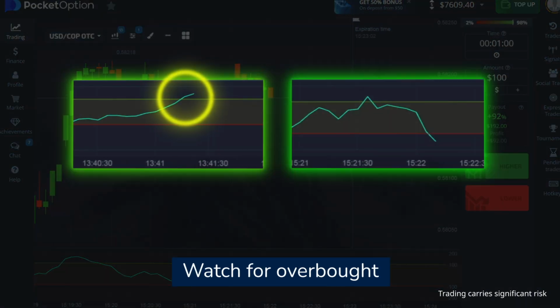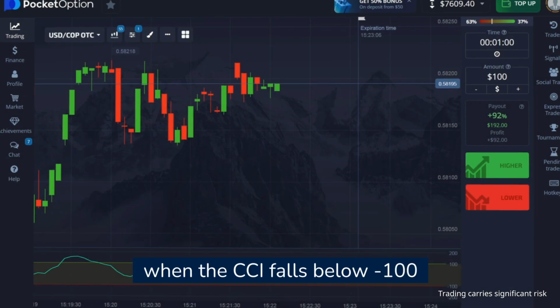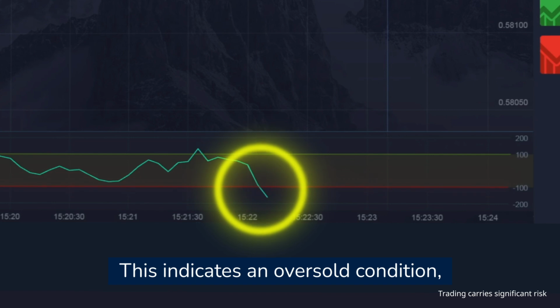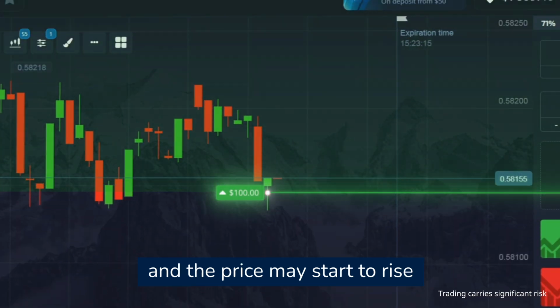Watch for overbought and oversold signals. Open an up trade when the CCI falls below -100. This indicates an oversold condition and the price may start to rise.